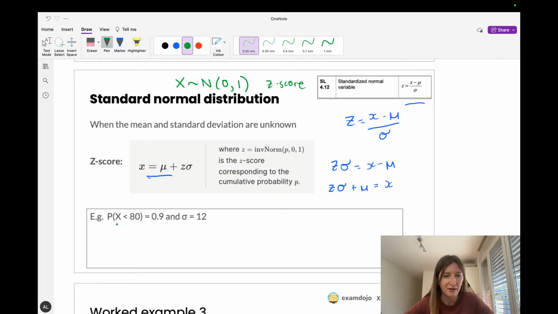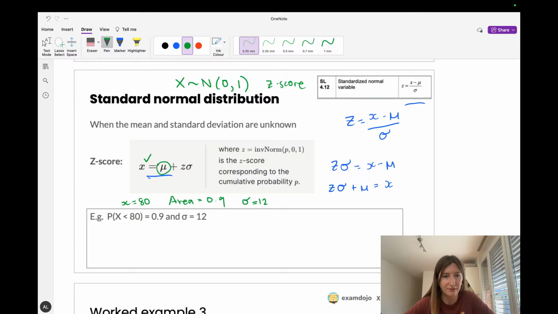Okay, so let's see what we're given. We're given that the probability of x is less than 80. Okay, that's our x score. X equals 80. The area under the curve is 0.9. Okay, area under the curve, 0.9. And our standard deviation is 12. So let's see, what are we missing? Well, we have x, great. We don't have the mean. They haven't given us the mean, okay?